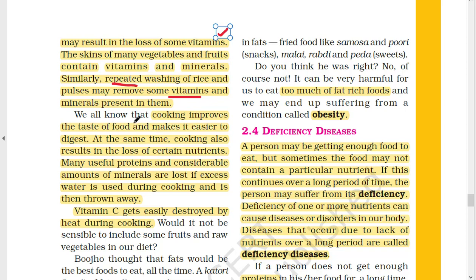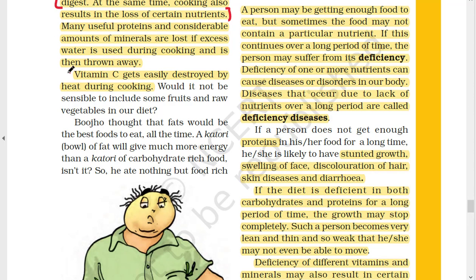If we see cooking, although it improves the taste of food and makes it easier to digest, it also results in the loss of certain nutrients. Especially if we talk about vitamin C, it gets easily destroyed by heat during cooking. So this is very important, that vitamin C gets easily destroyed by heat during cooking.